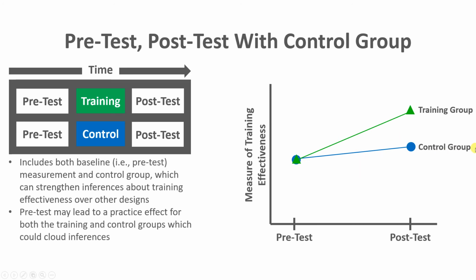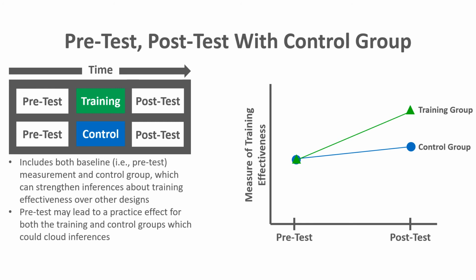So we're talking about a pre-test, post-test with control group design. What's notable is that it includes both a baseline or pre-test measurement occasion, and it also includes that control group, which can help strengthen our inferences about the training program's actual effectiveness. And this is a big benefit potentially over other types of designs that we've talked about thus far.